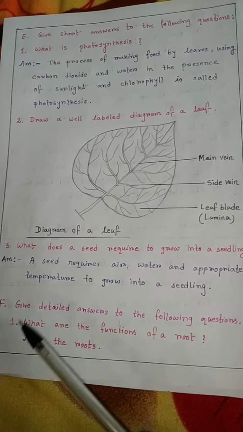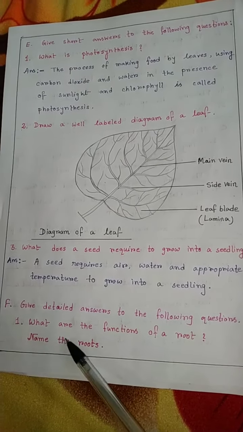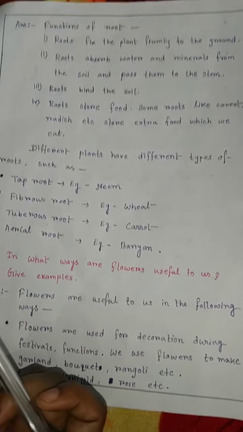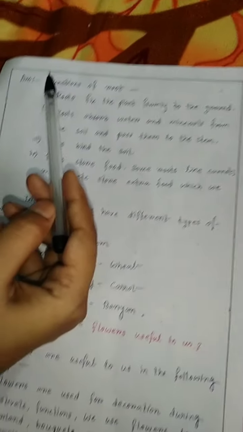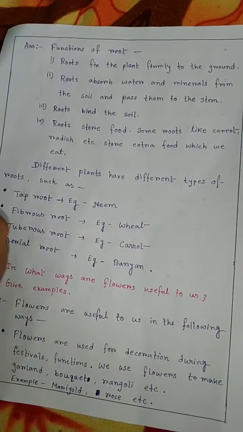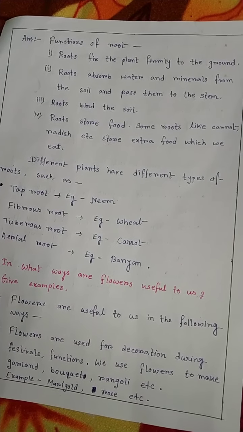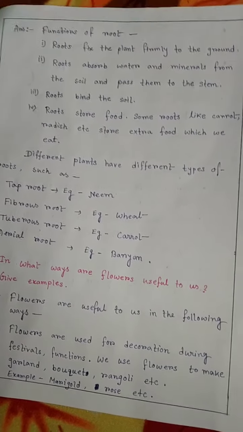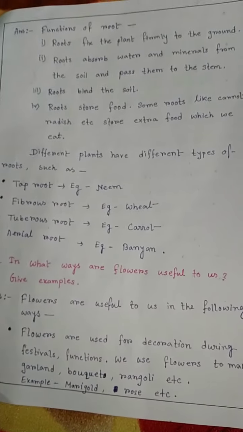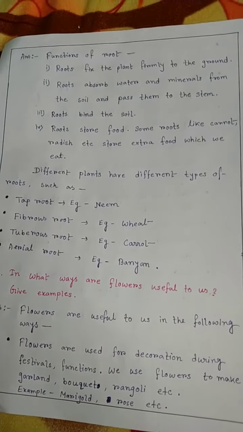Now F. Give detailed answer to the following questions. 1. What are the functions of a root? Name the roots. Functions of root. We know the answer. Root fix the plant firmly to the ground. Root absorb water and minerals from the soil and pass them to the stem. Roots bind the soil and roots store food and we eat them. Example, carrot, radish, etc.